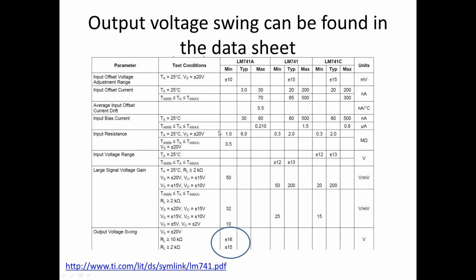Here we have the LM741, and if the voltage supplies are plus or minus 20 volts, you can get plus or minus 16 volts if RL is greater than 10 kilo ohms, and plus or minus 15 volts if RL is greater than 2 kilo ohms. So in fact, we're losing about 5 volts off of the power supply. Modern op amps can get really close to the power supply, but if you want to know how much your voltage output can swing, this is the value to look at. And you can look at that link online.